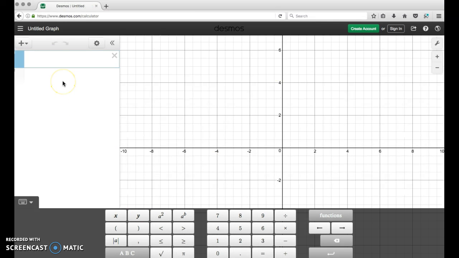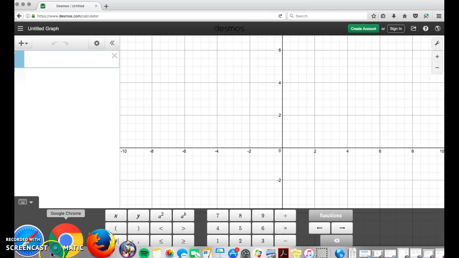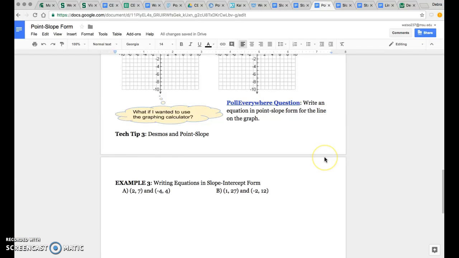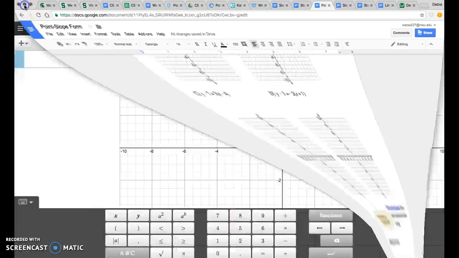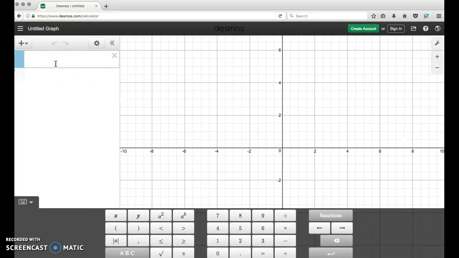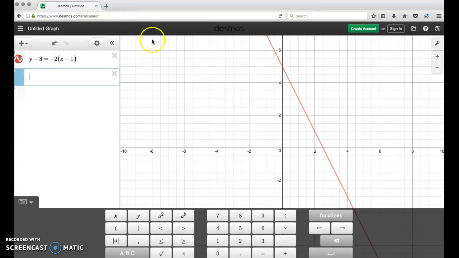and I'm going to enter an equation in point-slope form. So the one from our notes, I'm going to go back to our notes really quick. The one from our notes that we had graphed, y minus 3 equals negative 2 times x plus 1. So I'll use that one. Y minus 3 equals negative 2 times x minus 1. And there it is. It shows up right on the graph.